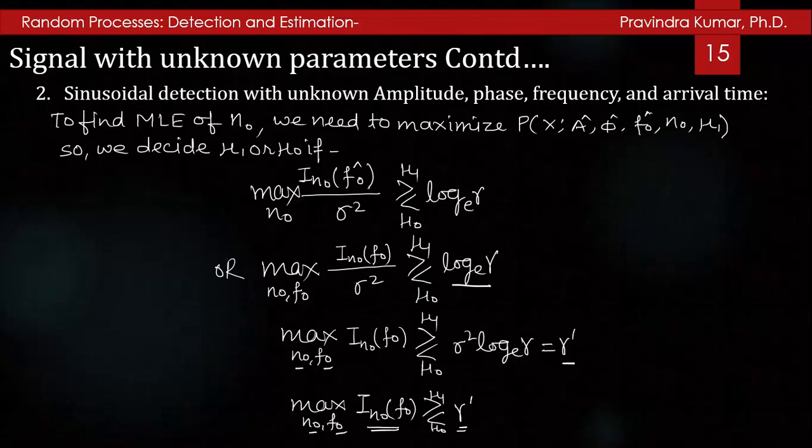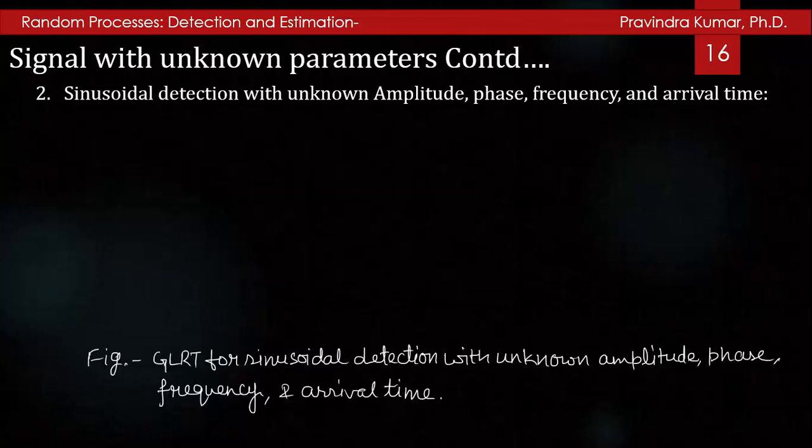As you can see, it is compared to the threshold, and if the threshold exceeds the maximum likelihood estimate of the delay and frequency, that is the location of the maximum, and this detector is the standard one in active sonar and radar. So this is the block diagram for the GLRT for sinusoidal detection with unknown amplitude, phase, frequency and arrival time.